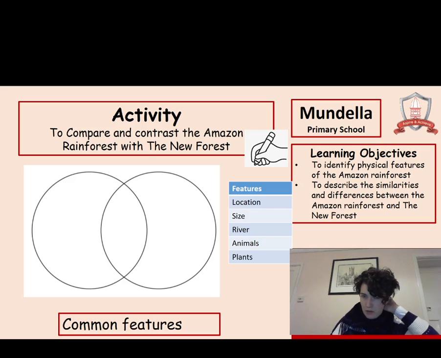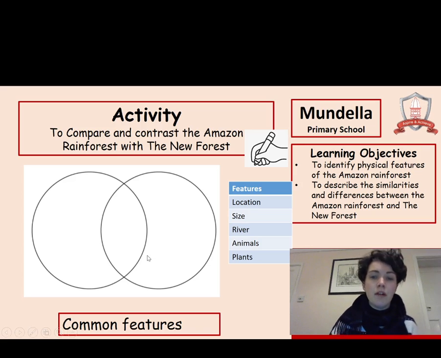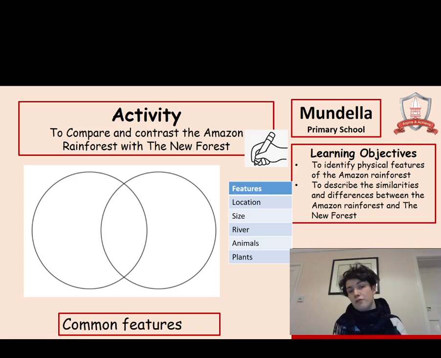The sorts of features that we're looking at: location. So where are these forests? What size are they? Do they have any rivers that run through them? What sort of animals could you describe that are either true of the Amazon, or true of the New Forest, or perhaps shared by both? Also the sorts of plants. So you'll need to use the website that I put on one of the previous slides, and also the information that you've learnt in previous lessons. Think back to those science lessons we did about Into the Rainforest. Those will come in very handy.